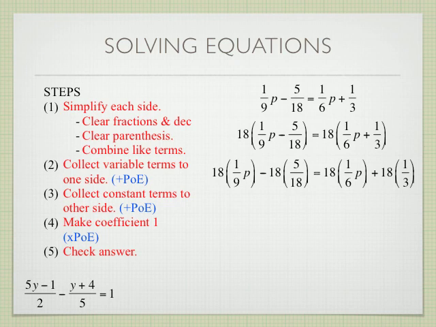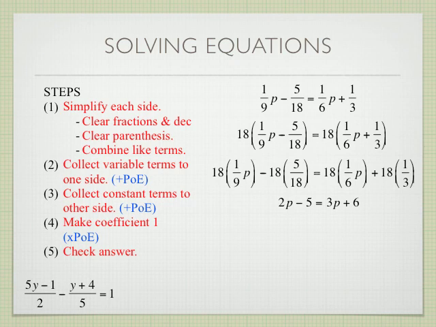So 18 times 1/9. Well, that's 2. So I have 2p for my first term. 18 times 5/18. My 18ths will just cancel and I'll have 5. 18 times 1/6. Now that's like 18 over 1 times 1 over 6. 6 goes into 18 3 times, so that's 3p. And then 18 times 1/3. 3 goes into 18 6 times, so I have the 6 on the end. That is a heck of a lot easier to solve.